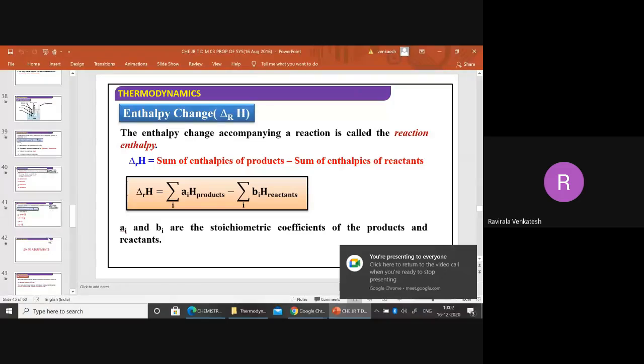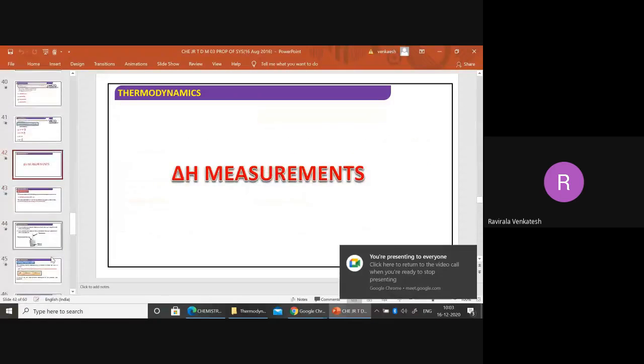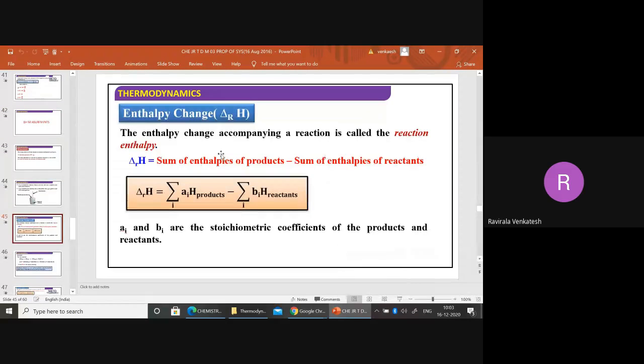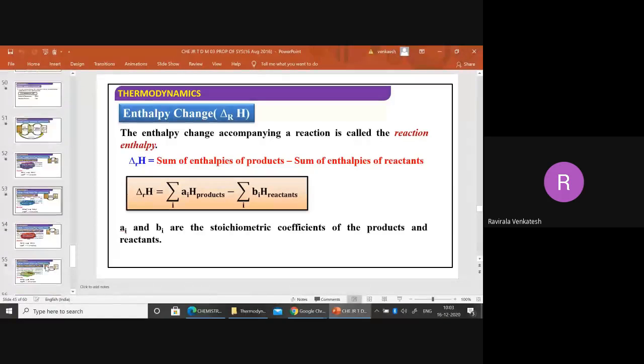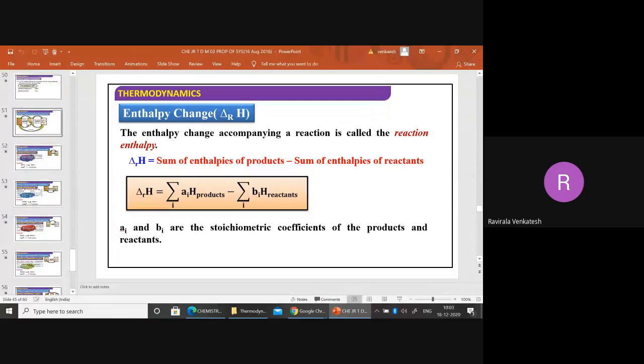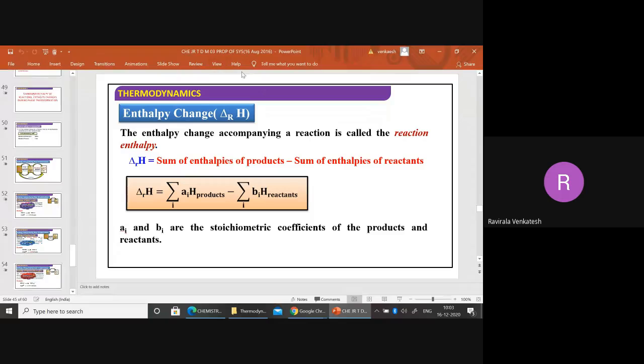Enthalpy change we complete here. Only 2 slides are there. Remaining are simple slides only; they will come. This one we don't discuss. Only this slide we will take. Only enthalpy change we'll see here.